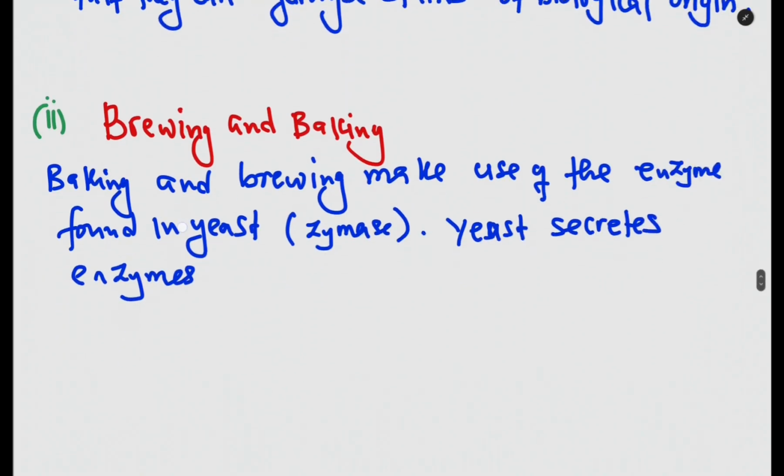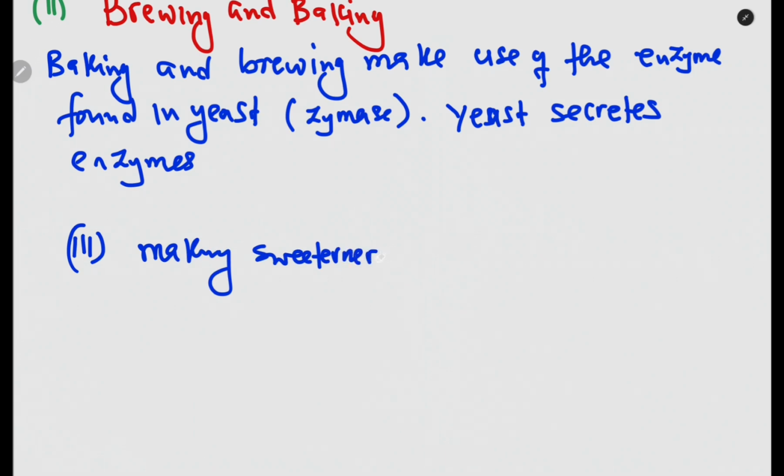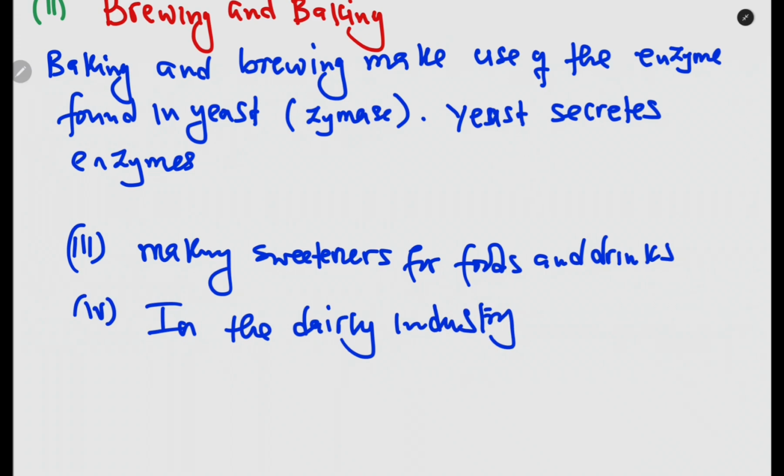So for the other part, you are going to research on other applications. Let me just give you the applications so that you can research on how they are used. I can add the third one, which is making of sweeteners for foods and drinks. Okay, making sweeteners for food and drinks. Then it is used in the dairy industry. So in the dairy industry, what is it used for? Please make sure that you go through these parts.